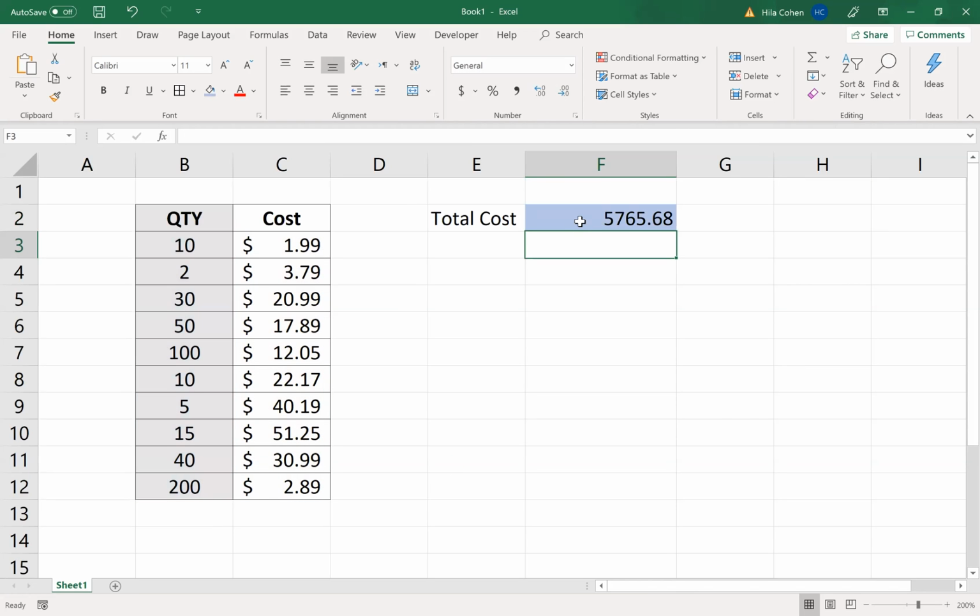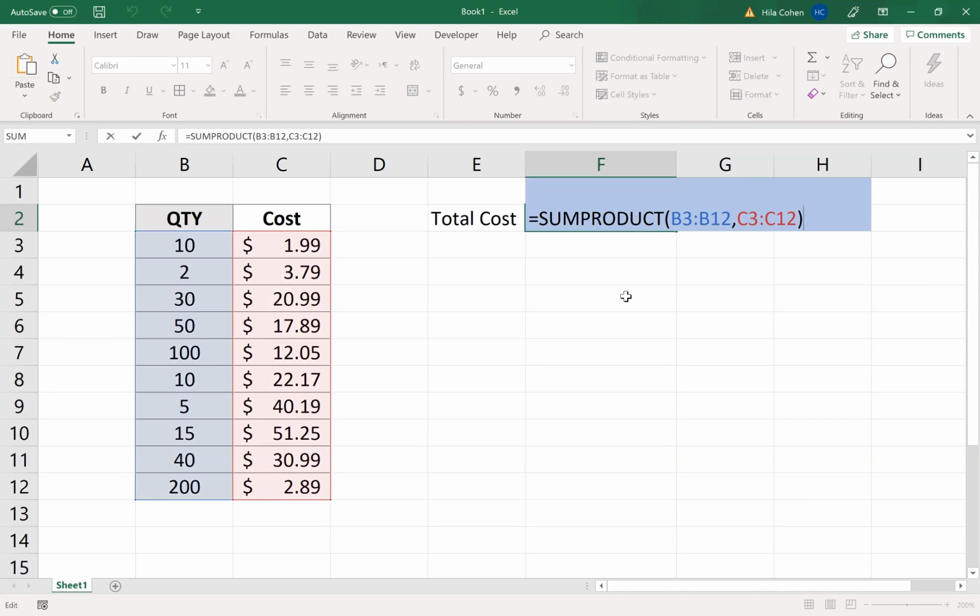Here it is. This is your total cost based on the SUMPRODUCT function. I'll show you the function again so you'll be able to see the syntax. And again, SUMPRODUCT, area number one, area number two.